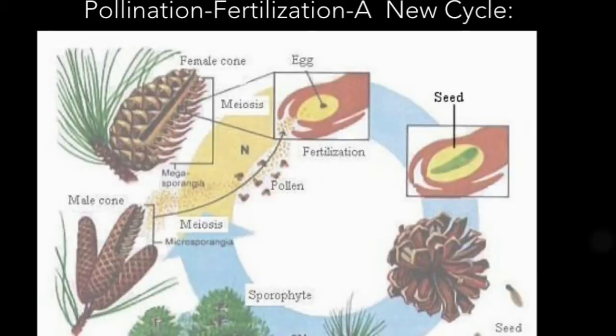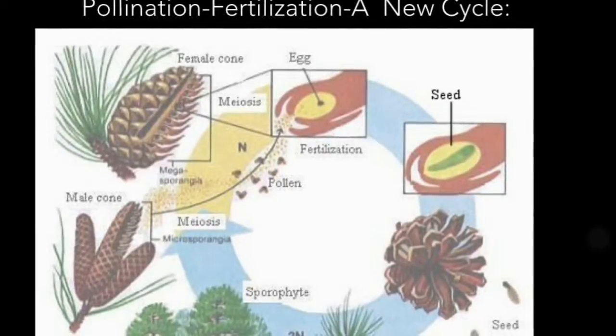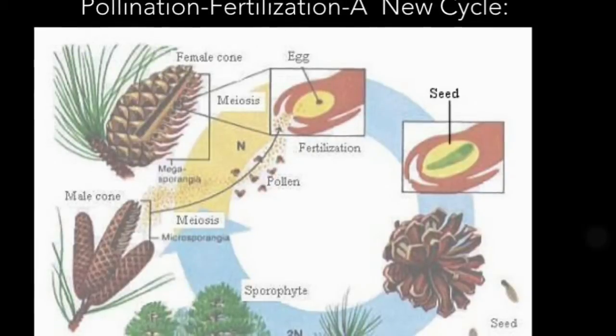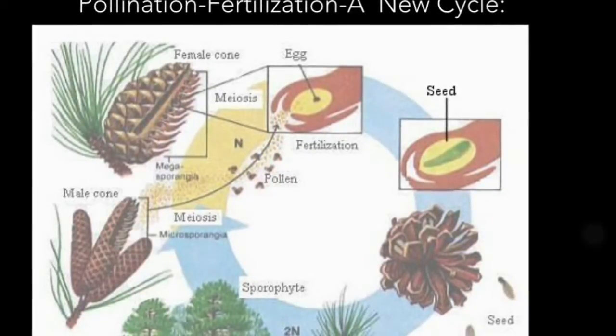A new cycle. When the seeds are mature, the scales of the cone open up and release them. The pine tree seedling that grows from the seeds is the sporophyte of a new generation.